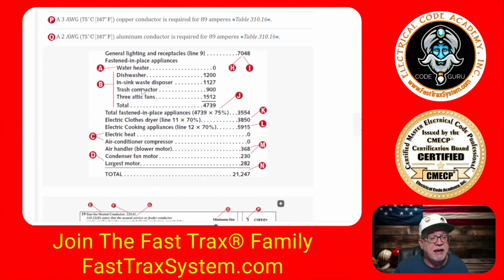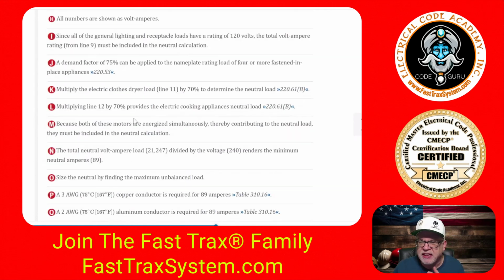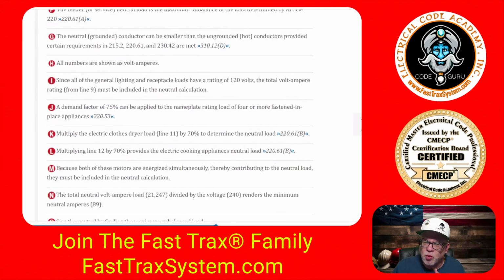Now, if there was only 3 of them, the same way it was with sizing the hot conductor and the contribution of those fastened in place appliances when we did the lesson in Unit 8 for the hots, same with the neutral. If I have only 3, then I have to take them at full value. I don't get to apply any demand factor of 75%. But since I do have 4 or more, which is a dishwasher, disposer, trash compactor, and the 3 attic fans, which actually I have 3, 4, 5, 6 appliances here, then I obviously have 4 or more, then I get to apply the 75% demand factor. Now, where do you see that? It's right here in 220.53.